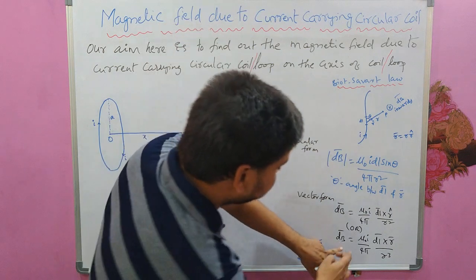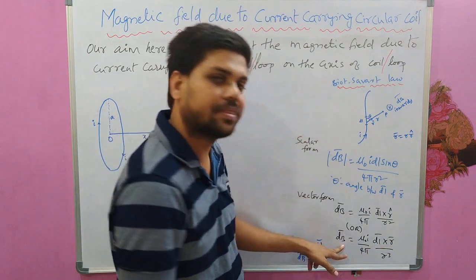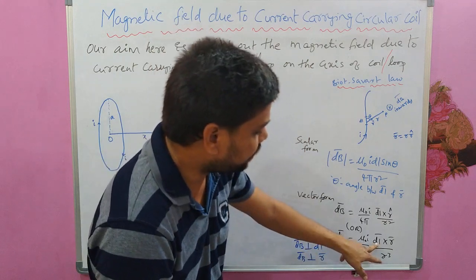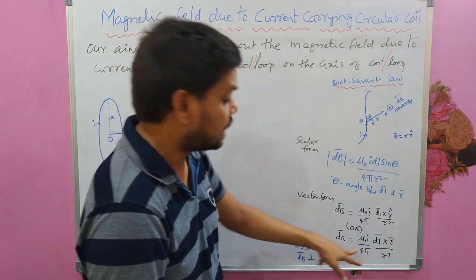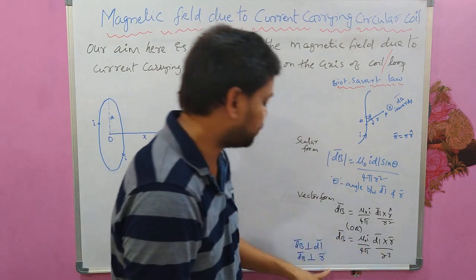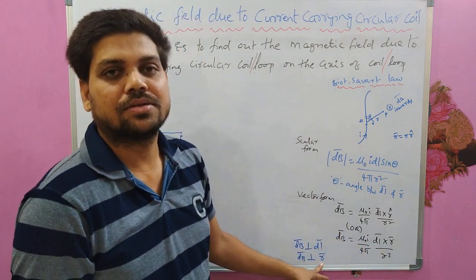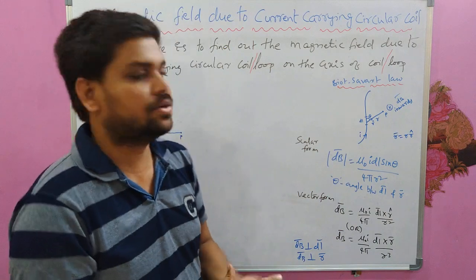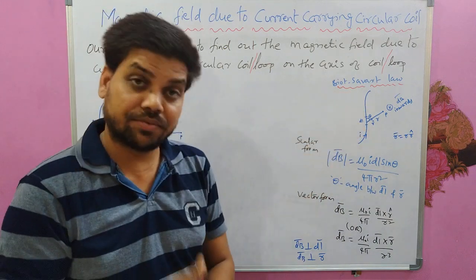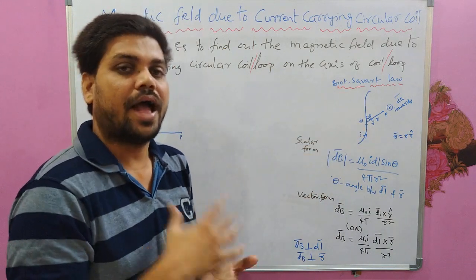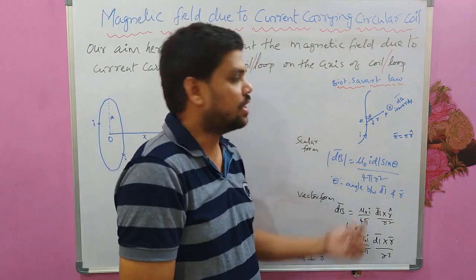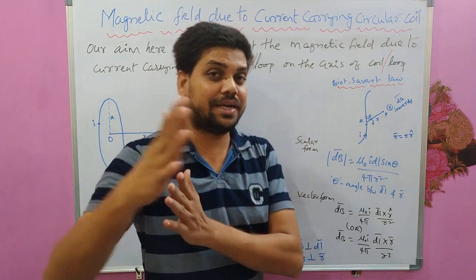If you carefully observe this equation, dB will be perpendicular to dl, as well as dB is perpendicular to r bar. So the magnetic field direction is always perpendicular to the small length element that we have considered, and it is also perpendicular to the line joining that length element and point P.